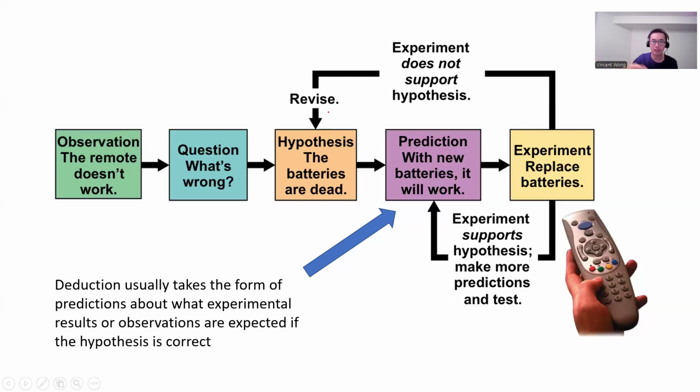Maybe it's not the battery. Maybe the TV is not plugged in. So sometimes you have to keep on looping, coming up with new hypotheses and testing them until you solve the problem. Okay. So here it says deduction usually takes the form of predictions about the experimental results, or observations expected if the hypothesis is correct, right? This is an example of deductive reasoning because you are applying the generalization to the specific example that you're trying to solve.